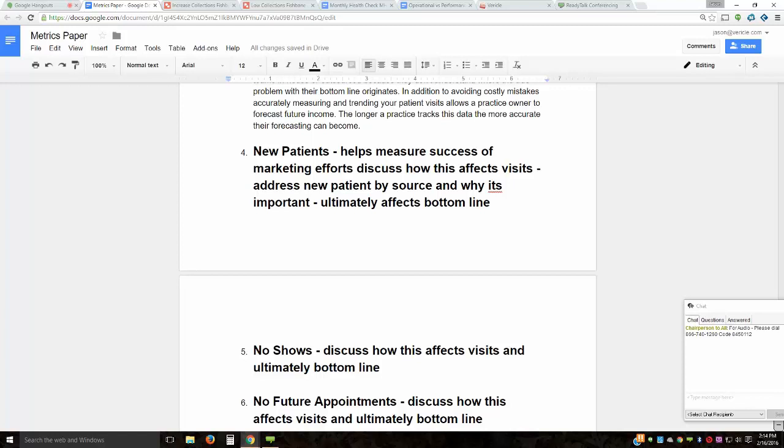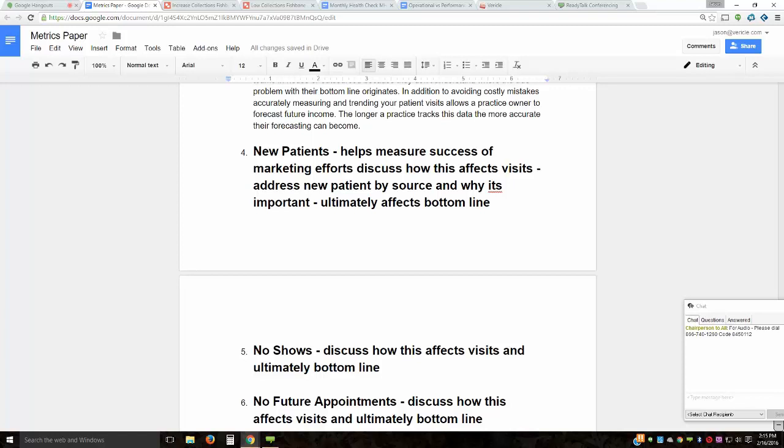However, the practice that's seeing 10 to 15 new patients a month and retaining 100% of them versus somebody who's getting 50 new patients a month who's only retaining 10% of them, you know which practice you'd rather be. Focusing on patient retention has to be just as important as getting new patients through the door.